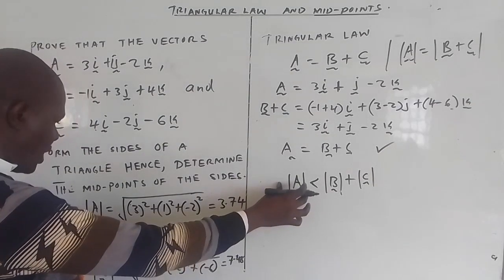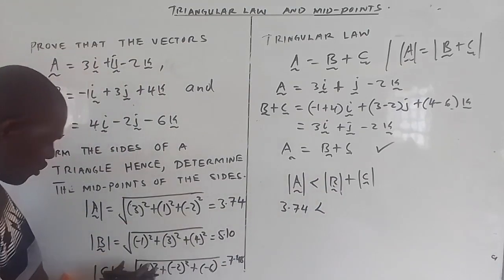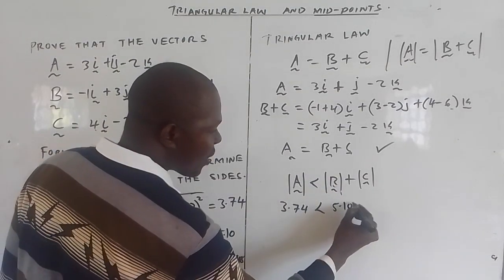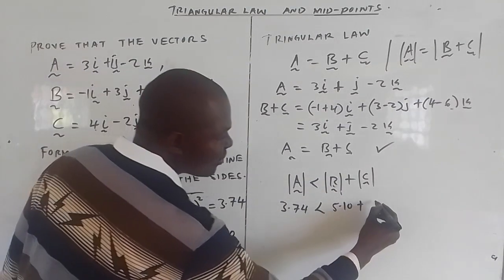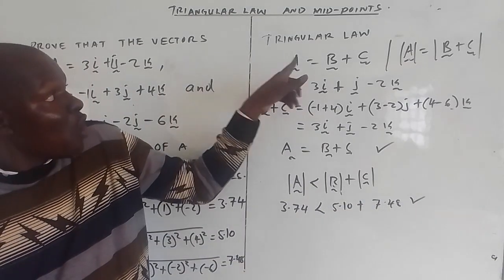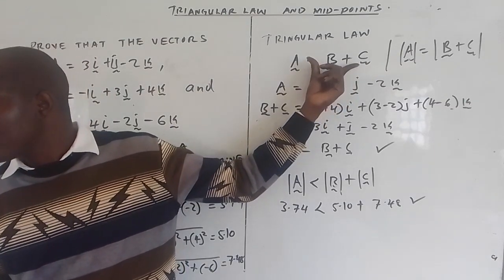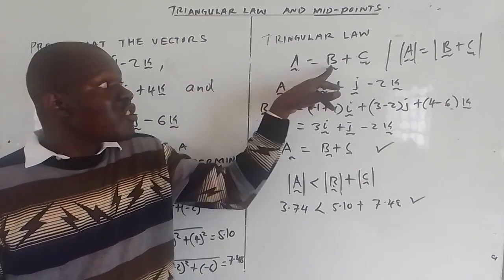What is the magnitude of A? 3.74. Is it less than the magnitude of B, which is 5.10, plus the magnitude of C, which is 7.48, meaning that the law has held. Meaning what was given from the triangular law is what you use. Are you getting that? The triangular law told us that A is supposed to be B plus C.